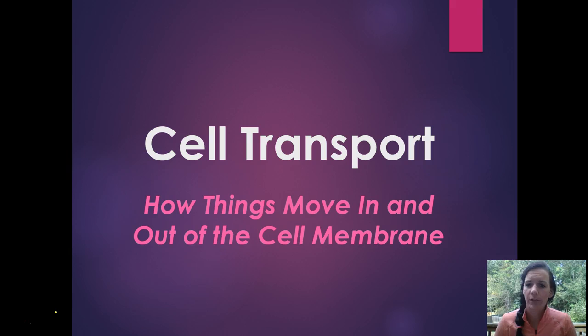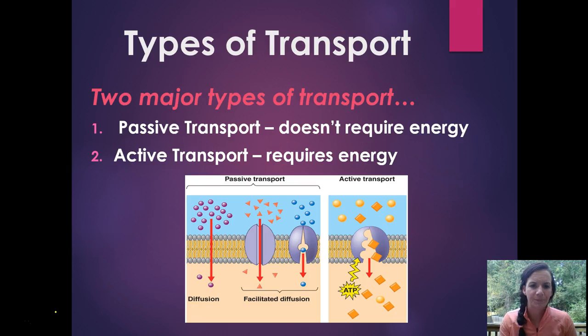So cell transport simply is how things move in and out of the cell membrane. We've already learned about the structure of the cell membrane, so now we're going to learn how things use that structure to move in and out of the cell. First of all, there are two types of transport: passive transport and active transport. Passive does not require energy and active does.